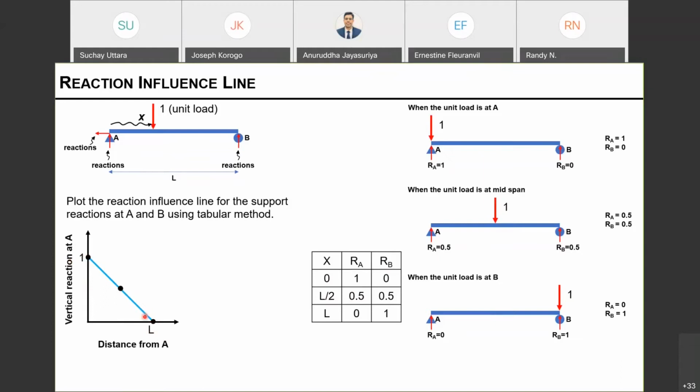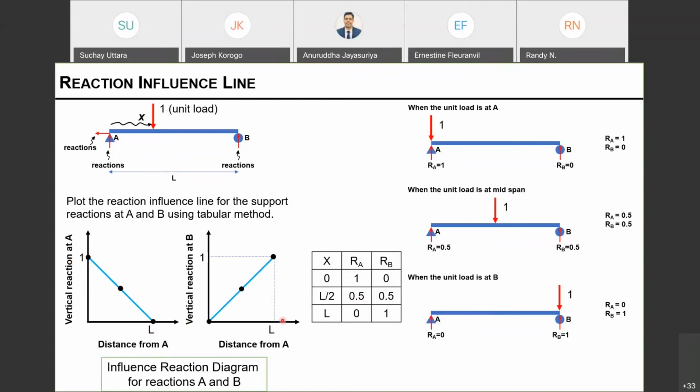And similarly, you can get the variation of support reaction B by plotting 0 and 0 over here, L over 2 and 0.5, and L and 1. So these two diagrams are called the influence lines for the support at A and the support at B when you move the unit load across from A to B. Okay.